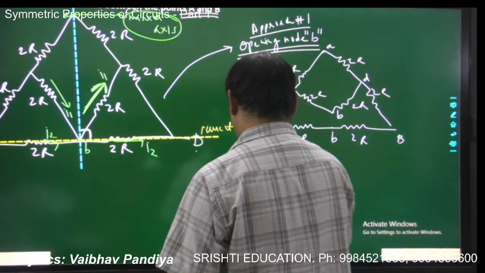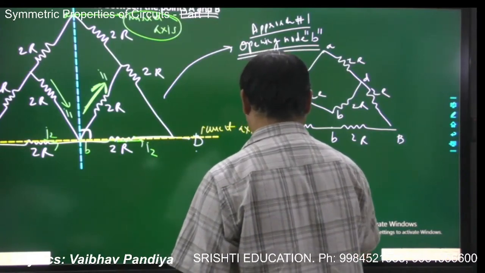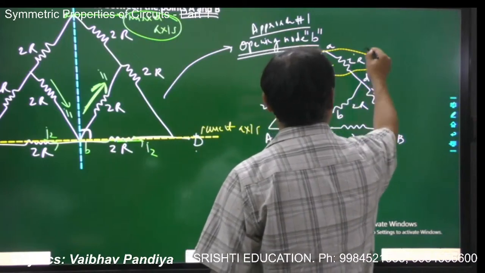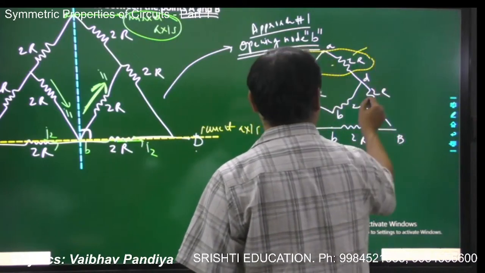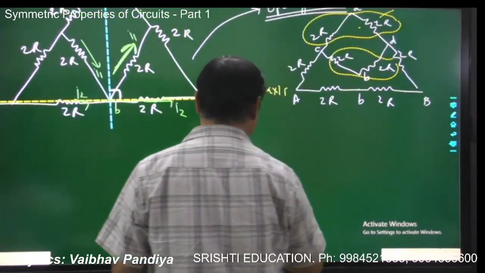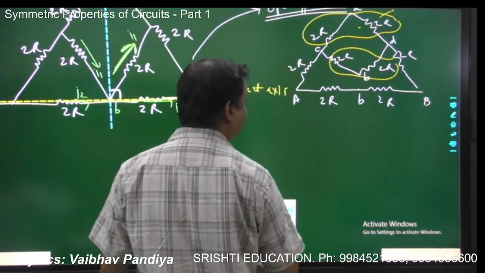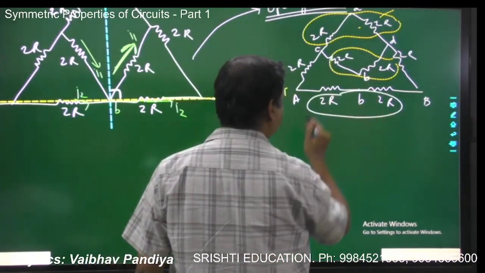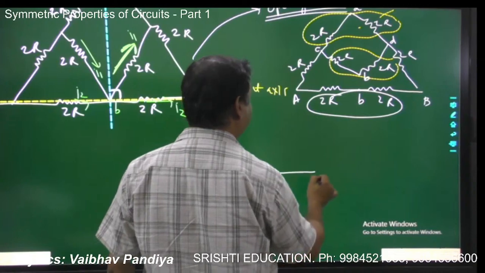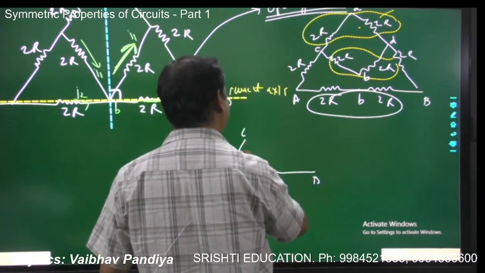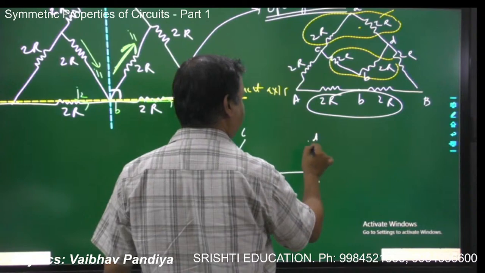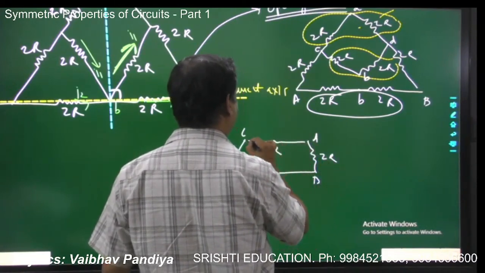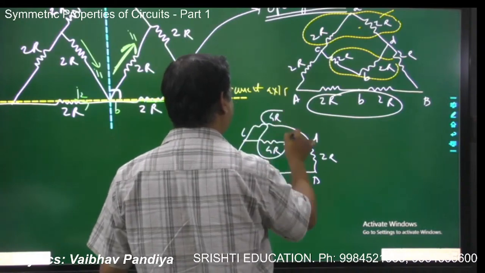Now you can straightforwardly solve it, correct? Suppose between C and D, these will be in series giving you 4R, and this will again be in series giving you 4R, and 4R, 4R. I'm doing a straightforward calculation. This is A and this is B. This is C, 2R, this is D, 2R, and this is 4R, and this is 4R, and they are in the parallel combination.